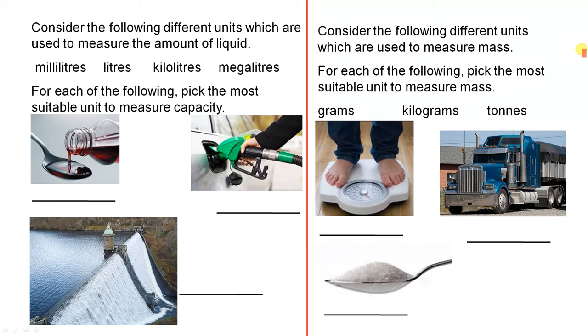Consider the following different units which are used to measure mass. For each of the following, pick the most suitable unit to measure mass. So here's a person trying to find their mass using a scale. This is a large truck, and here's some sugar in a spoon. So you pick the most suitable unit for each of those.